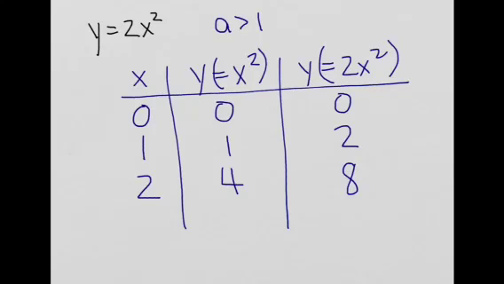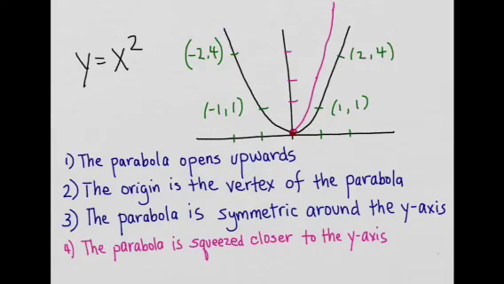In our table, to see symmetry, we just want to put a value of -1 in for x. We'll get a value of 1 for x squared and a value of 2 for 2x squared. If we put in a value of -2 for x, we're going to get a value of 4 for x squared and a value of 8 for 2x squared. And so, indeed, we will see that the parabola is in fact symmetric with respect to the y-axis, and when you compare it with the original basic parabola, this parabola is squeezed closer to the y-axis. So as a is larger, the parabola is squeezed closer to the y-axis.